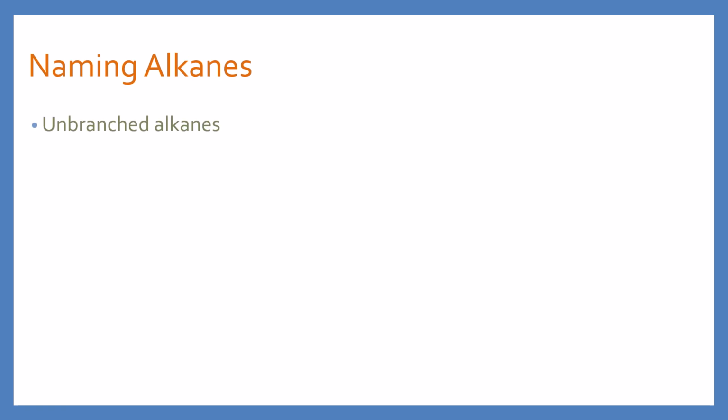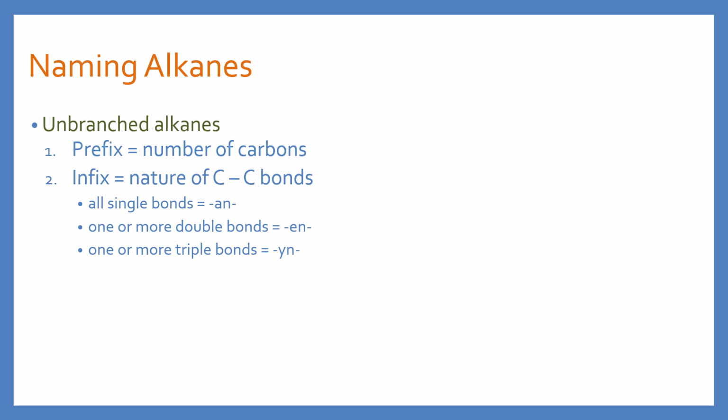Now, when we're naming alkanes, there are kind of 2 different processes here. For an unbranched alkane, meaning just a simple chain of carbons and hydrogens, the process is really simple. You use the prefix, which is the number of carbons, followed by the infix, which tells you the nature of the carbon-carbon bonds. So if it's all single bonds, your infix is AN. If you have 1 or more double bonds, your infix is EN. 1 or more triple bonds, your infix is YN. The suffix tells you the functional group. E is the suffix for hydrocarbons.